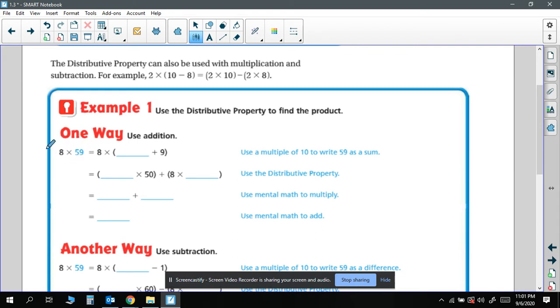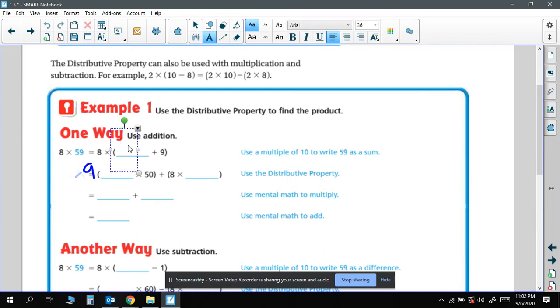Okay, so what they're doing here, we have 8 times 59. They split this 59 into an addition problem. So what did they make it? They made it 50 plus 9. All right, so then over here we have 8 times, let me get this, guys, it's easier for me to type, 50. Remember, they broke that up into 50 plus 9, that 59.